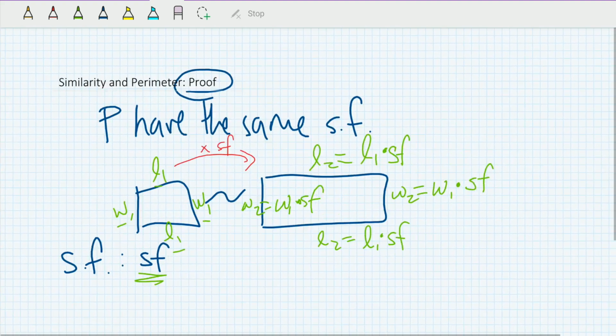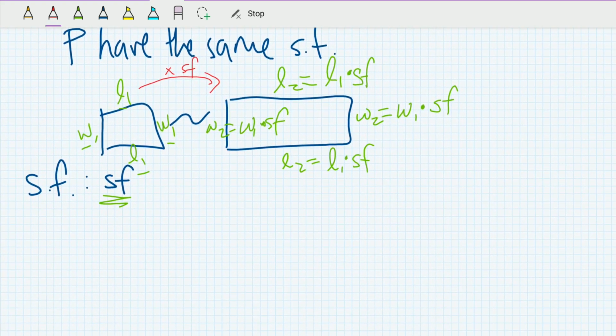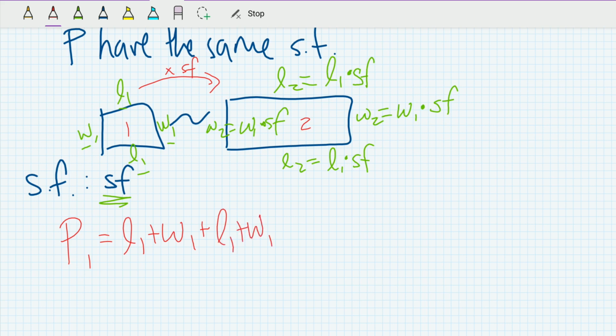Now, how does the proof actually work here? Since we're calling this one rectangle 1 and this one rectangle 2, the perimeter of rectangle 1 is equal to L1 plus W1 plus L1 plus W1, because all I did was add all the sides. So technically this gives me 2L1 plus 2W1. That makes sense because we're working with rectangles, so opposite sides are the same. This is the perimeter of our first rectangle.